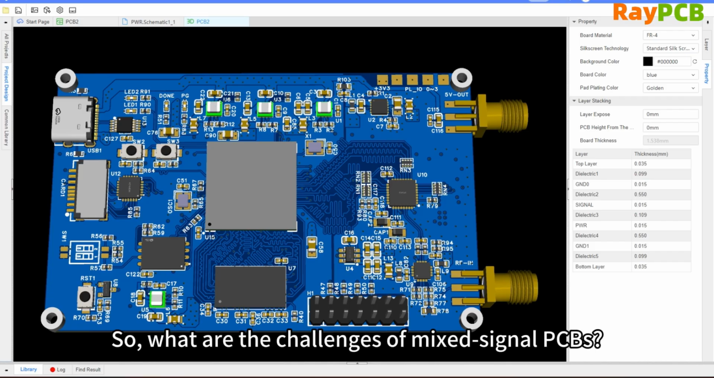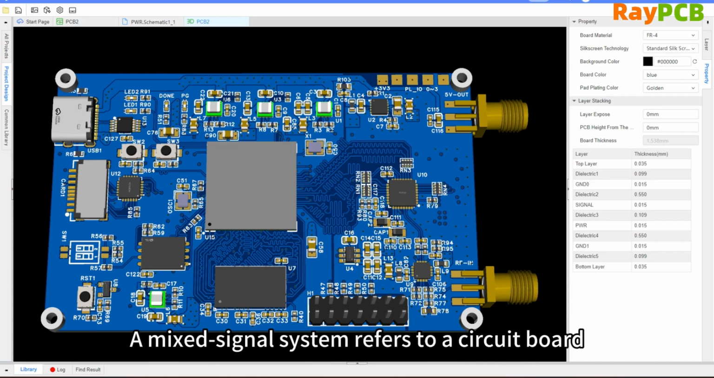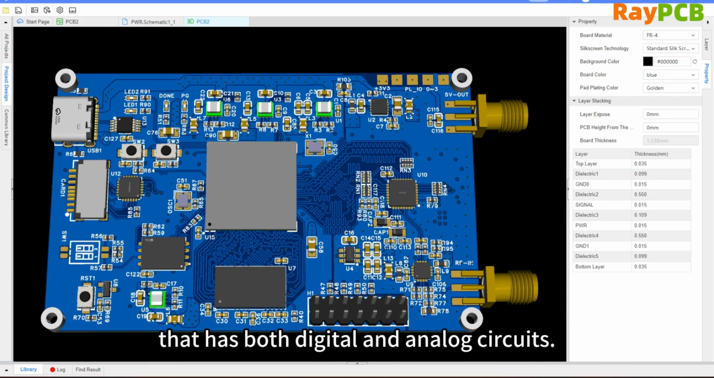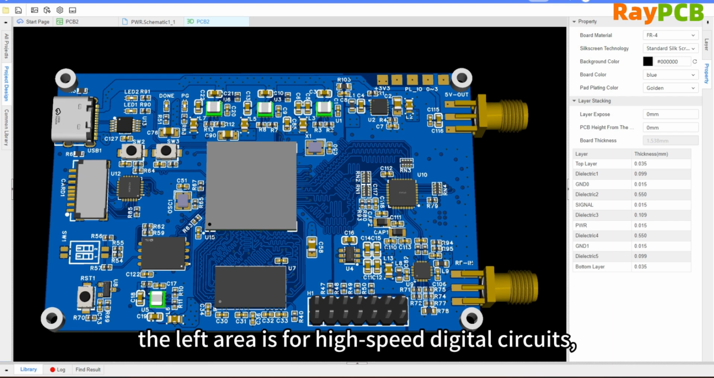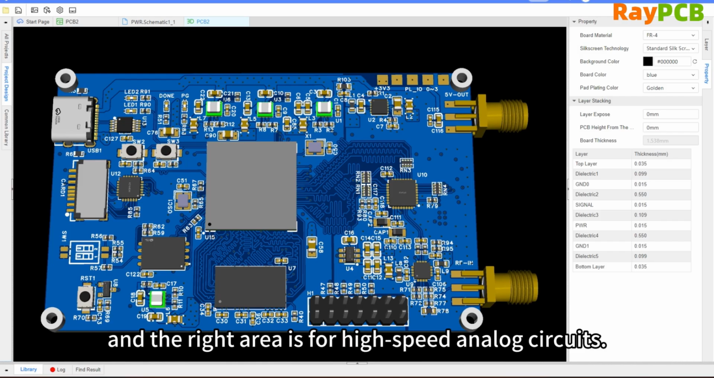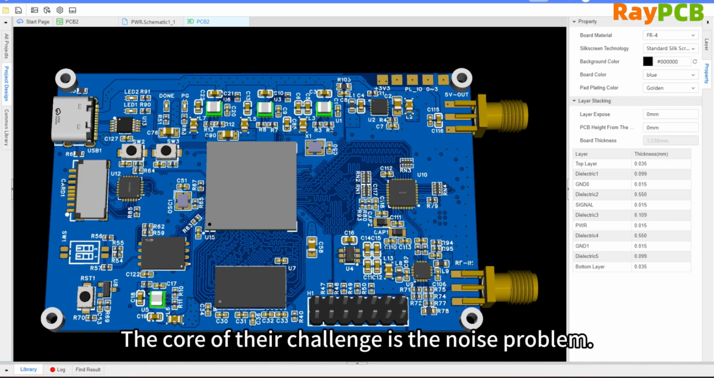Where do the challenges of mixed signal PCBs lie? What is a mixed signal system? A mixed signal system refers to a circuit board where both digital and analog circuits coexist. For example, on our actual PCB, the left area is high-speed digital circuitry, while the right area is high-speed analog circuitry. The core of their challenge is the problems they cause.